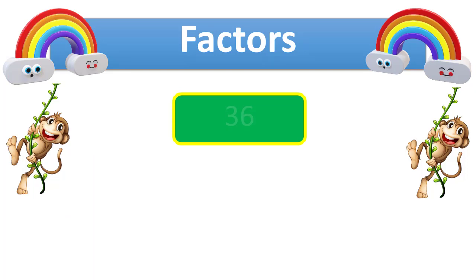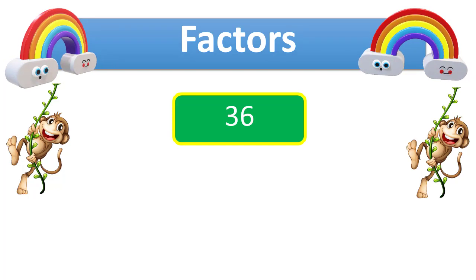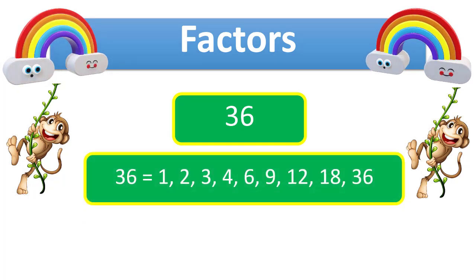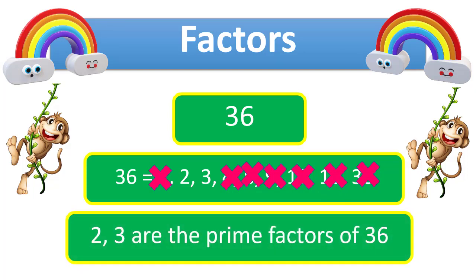Excellent. Next. Look at number 36. The factors of 36 are 1, 2, 3, 4, 6, 9, 12, 18, and 36. Oh, it has so many factors, right? Is 1 a prime factor? No, 1 is not a prime factor. 36 is not a prime factor. 4 is not a prime factor. 6 is not a prime factor. 9 is not. 12 is not. And 18 is not a prime factor. So, 2 and 3 are the prime factors of 36.